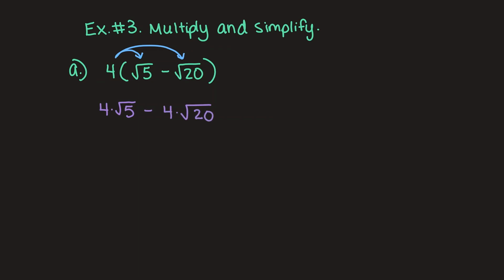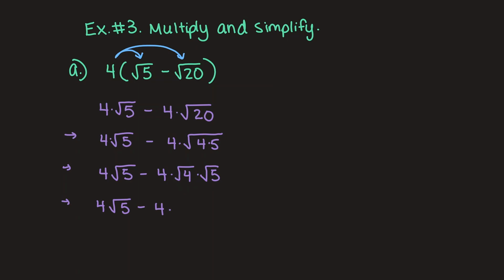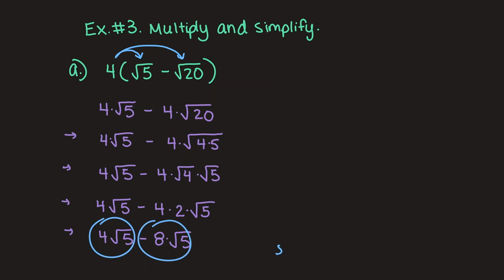And now we simplify. The square root of 20 can be simplified since 20 contains a perfect square factor of 4, so we use the product rule and simplify. The square root of 4 is 2, and then multiply the 4 and 2, and our expression becomes 4 square root 5 minus 8 square root 5. And it looks like we have like radicals, so let's combine these. And now our expression simplifies to negative 4 square root 5.